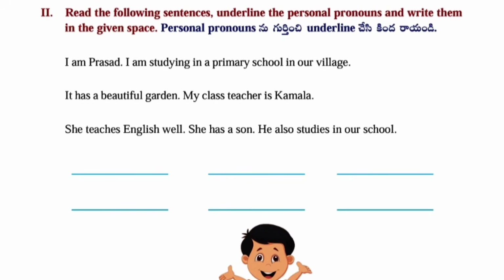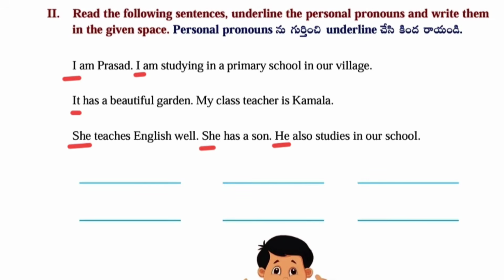And next, read the following sentences, underline the personal pronouns and write them in the given space. Here, I am Prasad. I am studying in primary school in our village. It has a beautiful garden. My class teacher is Kamala. She teaches English well. She has a son. He also studies in our school. Now, we have to underline the personal pronouns and write them in the space given. I, it, she, he.